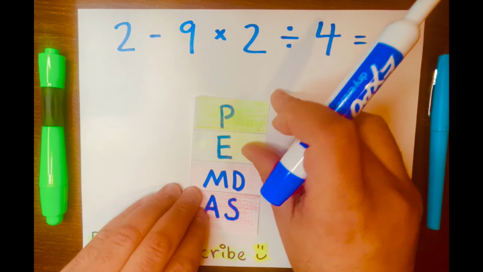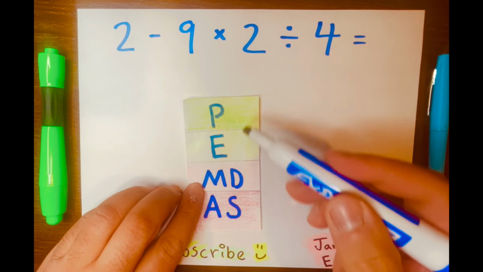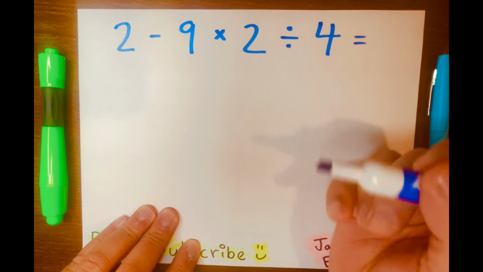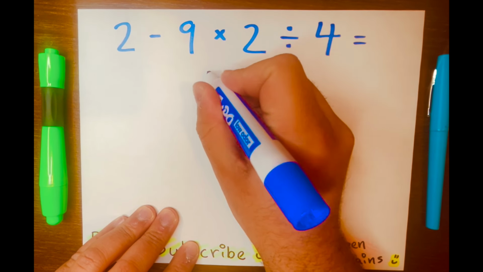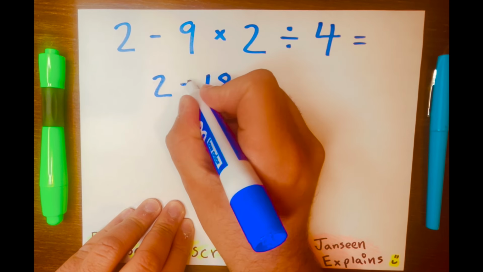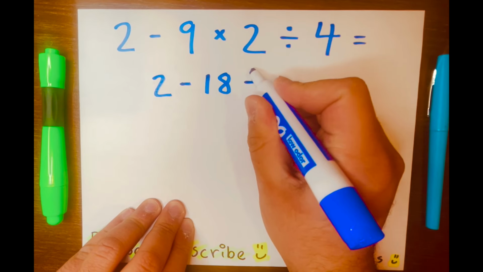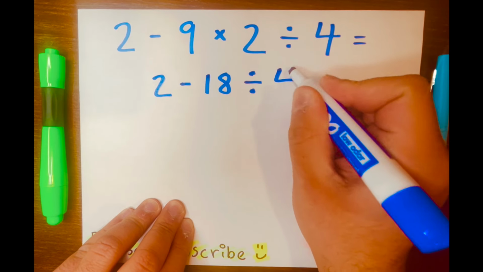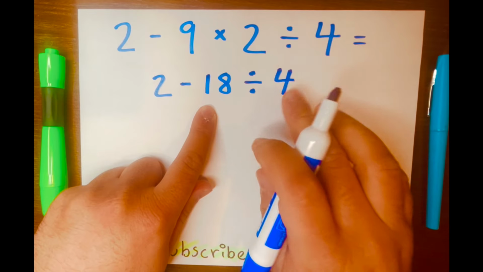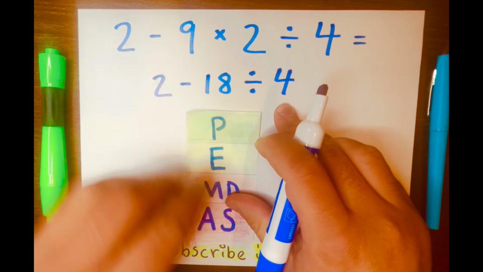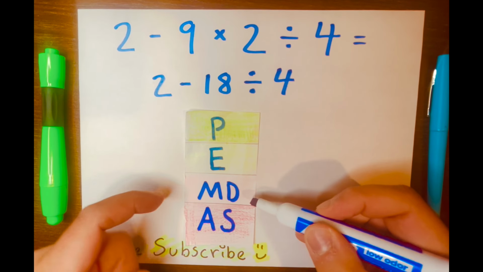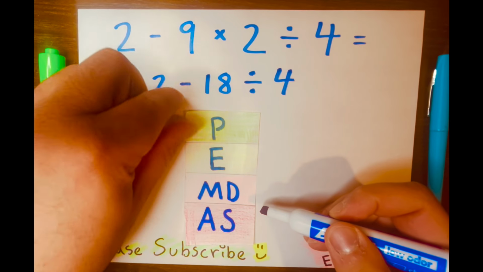They did not use PEMDAS, and PEMDAS is telling me to start with 9 times 2. So what is 9 times 2? 18. So I'll write 18. Bring down the 2 minus, and bring down the division symbol down and the 4 down. Now we're looking at 2 minus 18 divided by 4. Going back to PEMDAS, PEMDAS is telling me that 18 divided by 4 goes first, not 2 minus 18.